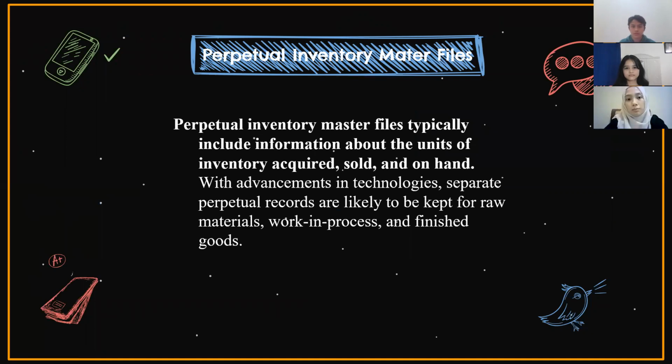The inventory recording method used is perpetual inventory master files. Perpetual inventory master file typically include information about the units of inventory acquired, sold, and on hand. With advancement in technologies, separate perpetual record are likely to be kept for raw material, work in process, and finished goods.